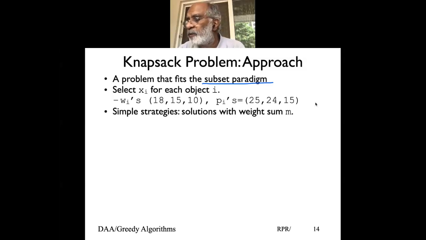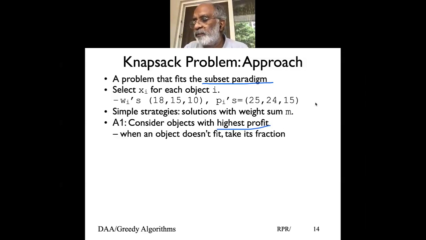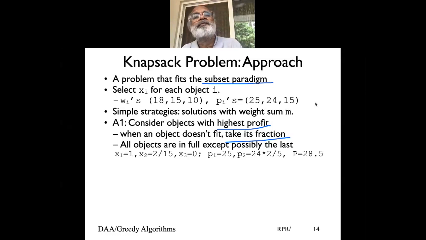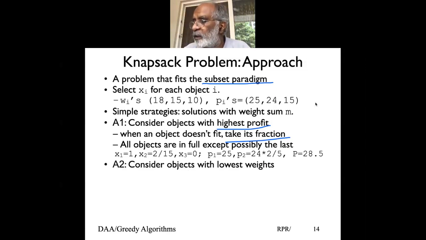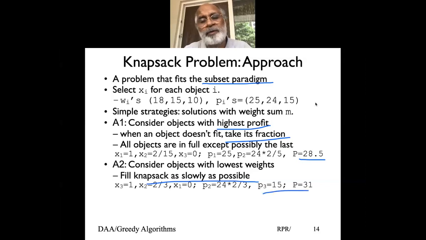So let me continue. Basically, we look at different strategies. One is the object with highest profit, taken in fractions, and possibly we'll see that some object we can put in last. Everything cannot be taken in full. The last object has to be taken partially. So in approach one, we took the profit of this. The other is to fill my knapsack with the maximum number of items. That means start filling with lowest weight, keep filling it up. So fill the knapsack as slowly as possible, meaning keep filling from lowest weight items, and that is the second approach.